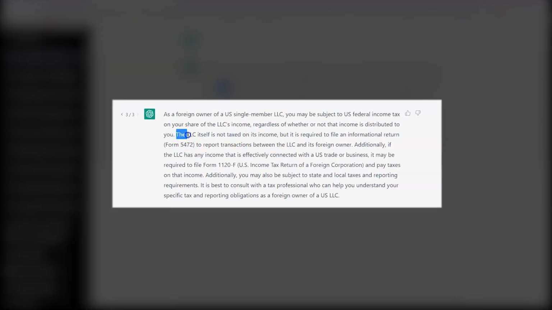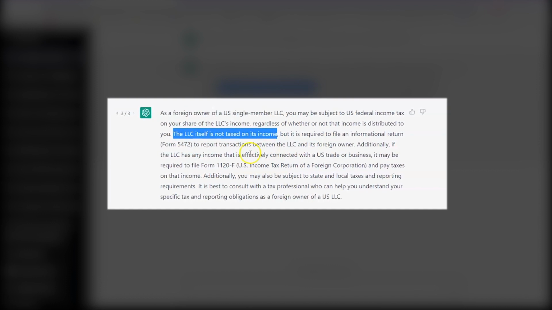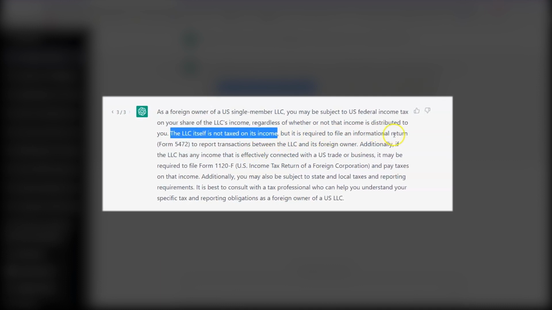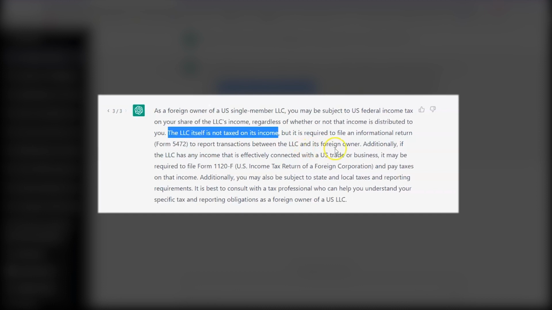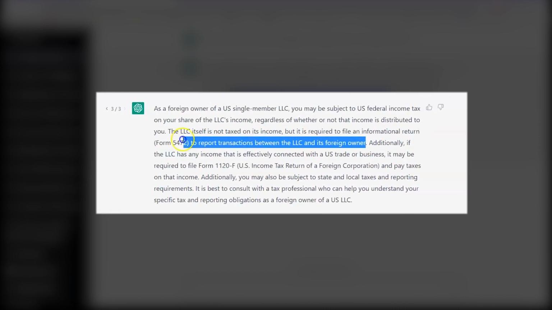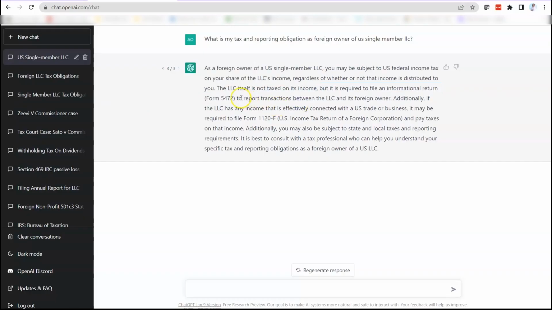The LLC itself is not taxed on its income. That's correct. The LLC is disregarded, so the LLC itself does not pay taxes. But it is required to file information return to report transactions between the LLC and its foreign owner. So this is the pro forma 1120 and the 5472 we always talk about. And I also like the fact that it says to report transactions. You only report reportable transactions. So this is good. Let's move on.